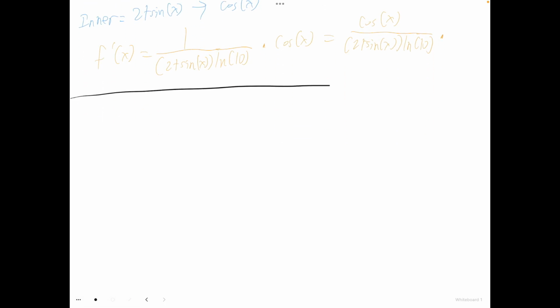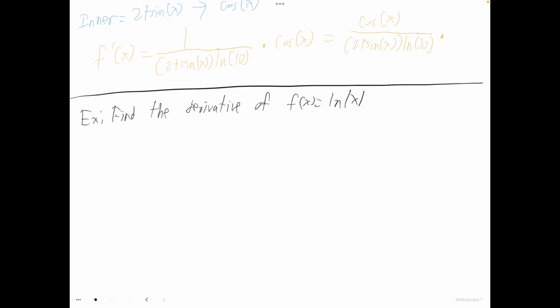Okay. So one final example that we want to look at when it comes to logarithms is we want to find the derivative of f of x equals ln of the absolute value of x. So this is a piecewise function. Remember, absolute value is piecewise in nature.